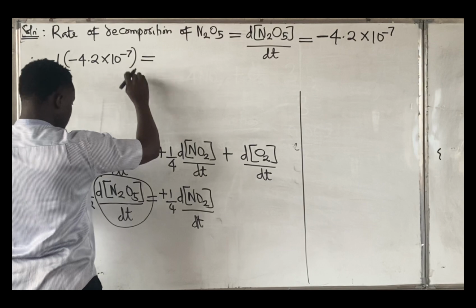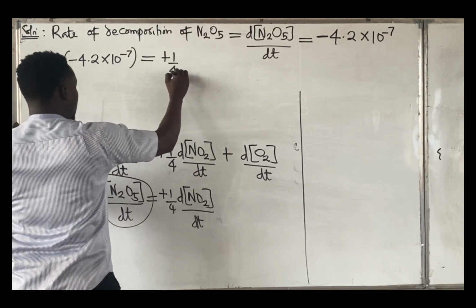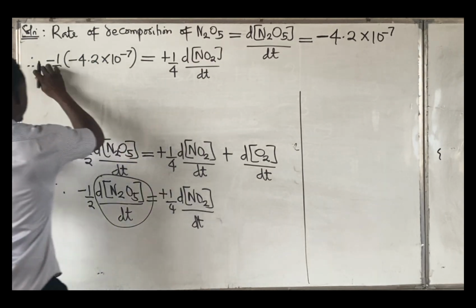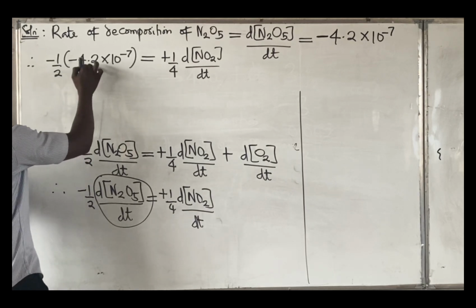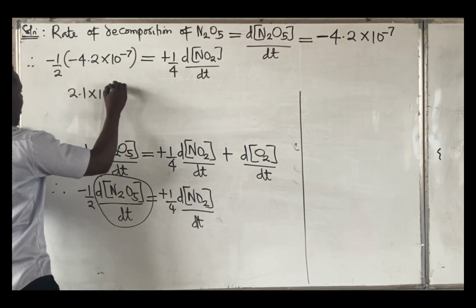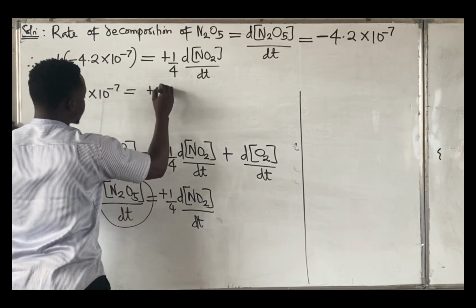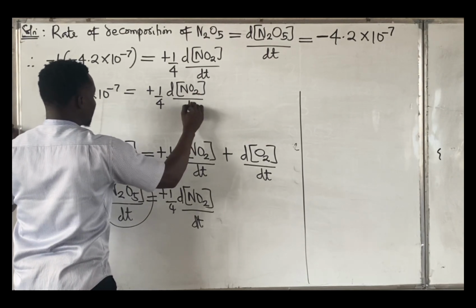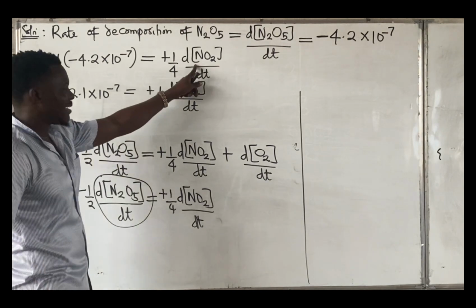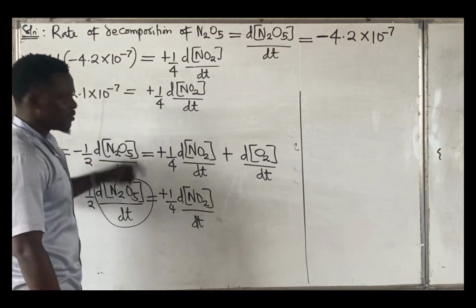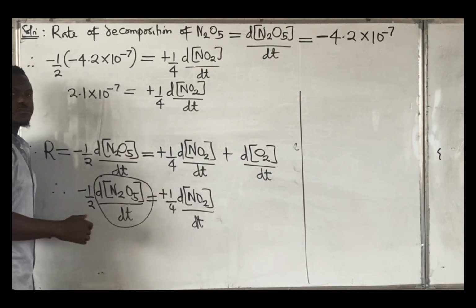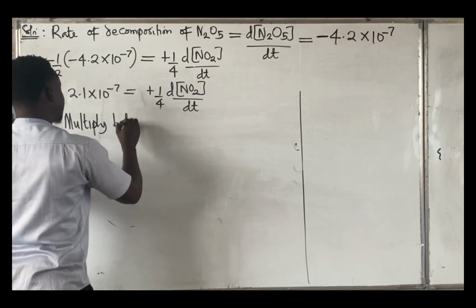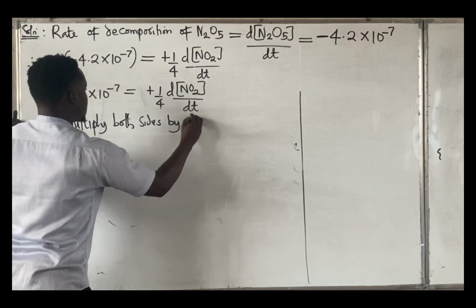Now this is equals to plus 1 over 4, minus minus is plus, this divided by this, 4.2 divided by 2 is 2.1 times 10 raised to the power of minus 7 equals to, this other part is mathematics. If I'm the one solving from here, I can get my answer directly. I don't need to do all of this. So now look up. We want this guy to stand alone. So we're going to multiply both sides by 4.